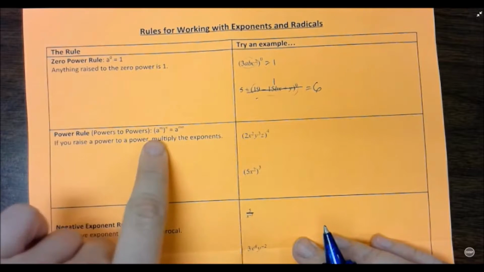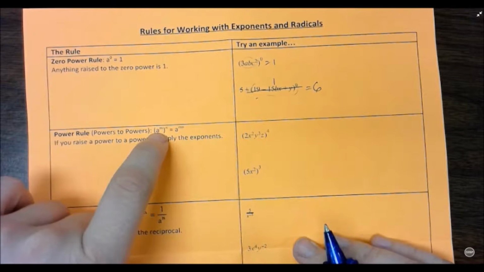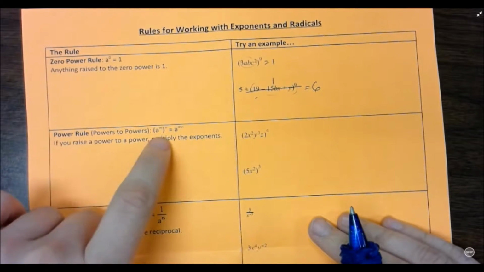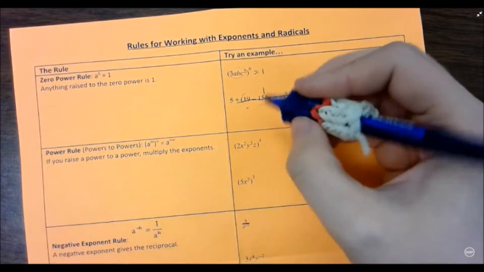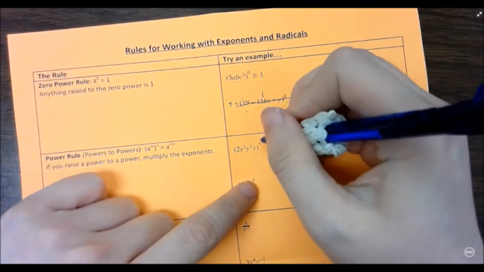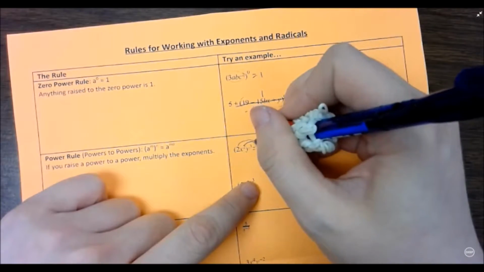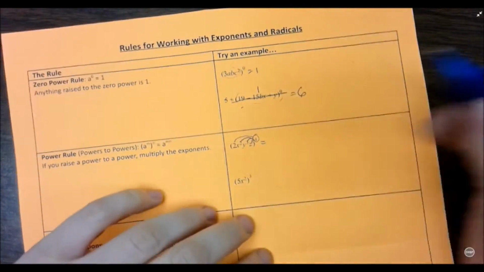So raising powers to powers. If I have something like this, I already have something raised to an exponent, and then I raise it to another exponent. All you have to do is multiply the exponents. So let's take this one for example. I'm raising everything in parentheses to the 4th power. So I'm raising the 2 to the 4th power, and the x squared, and the y to the 3rd, and the z. Those are all getting raised to the 4th power.